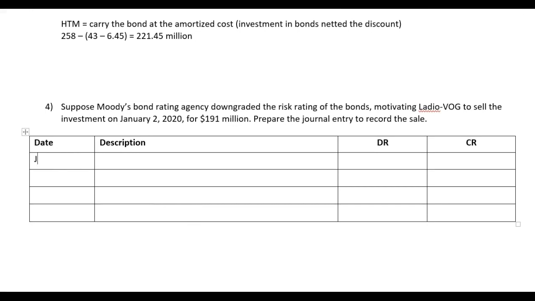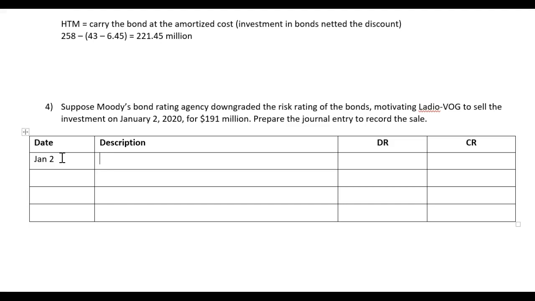Now, January 2nd of 2020, which is the next year, right after we recorded that interest, basically the first business day, Moody's bond rating agency downgraded the risk rating of the bonds. In other words, the company's worse off. We're not in quite as good a position, so we decide as a company to sell these. It doesn't matter that it's HTM. We can sell them at any point in time, even though we had intended to hold them to maturity. So here, LV decides to sell the investment on January 2nd for $191 million. Prepare the journal entry to record the sale.